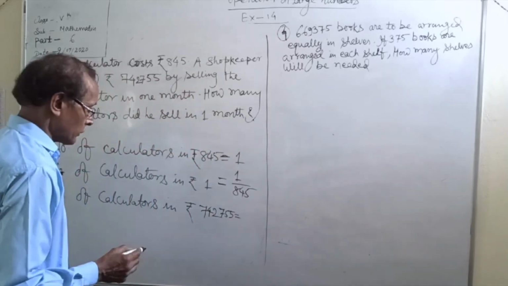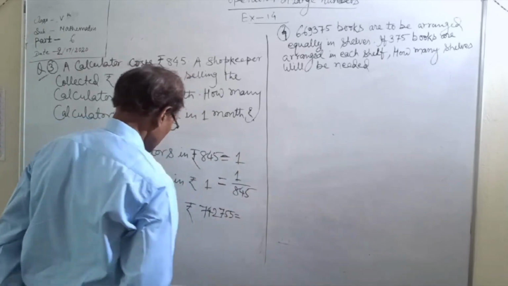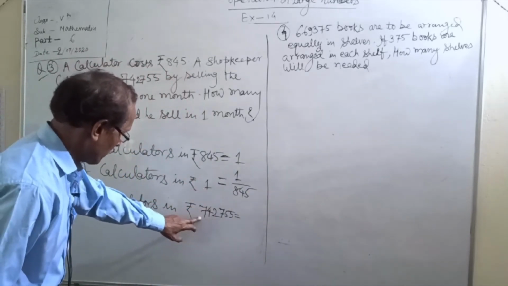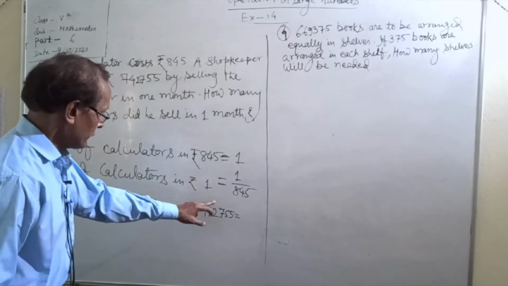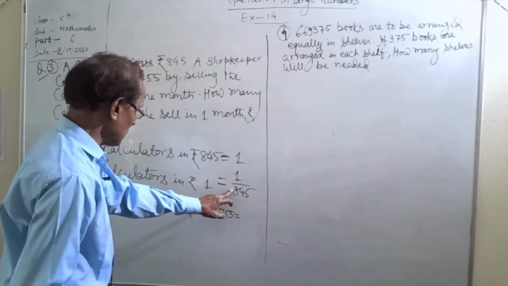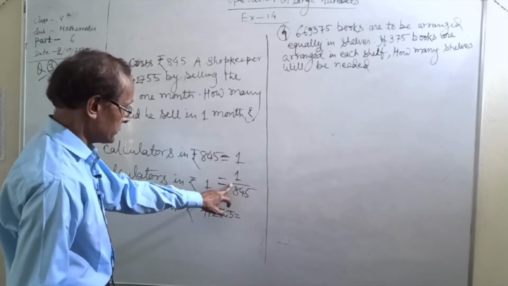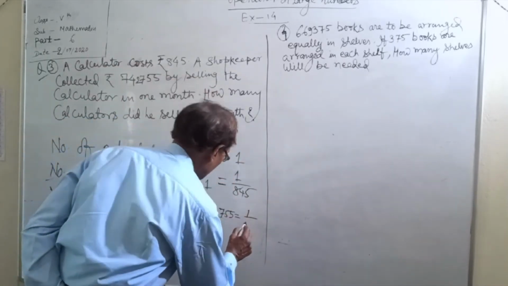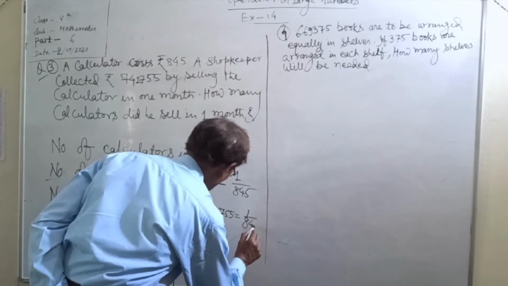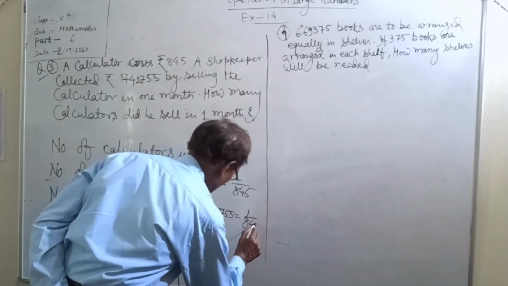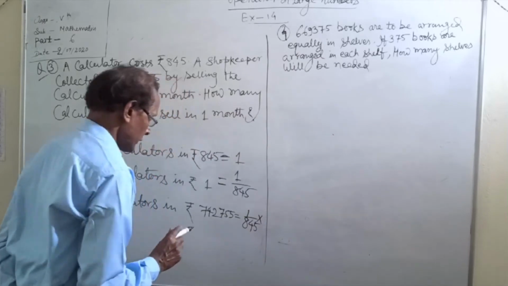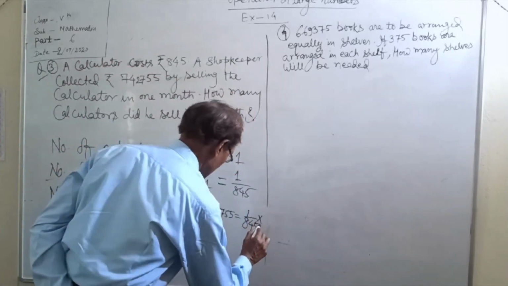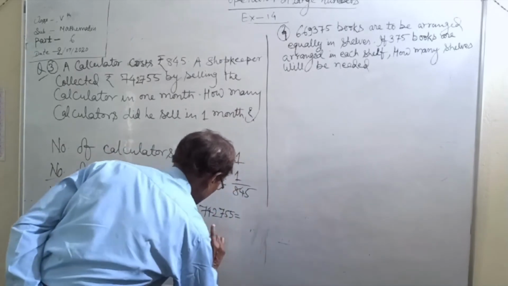The number of calculators will be more if you are increasing the value of rupees in comparison to 1. So the number of calculators will also increase. So first write the value of 1. For 1 rupee, our value is 845. In that value, multiply this value. So after multiplying, just write down here.